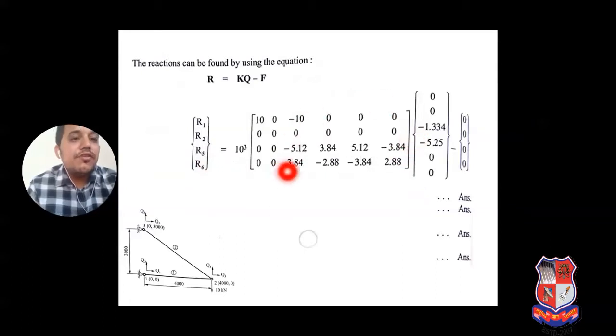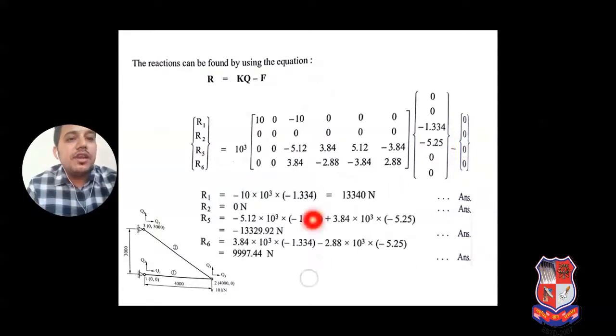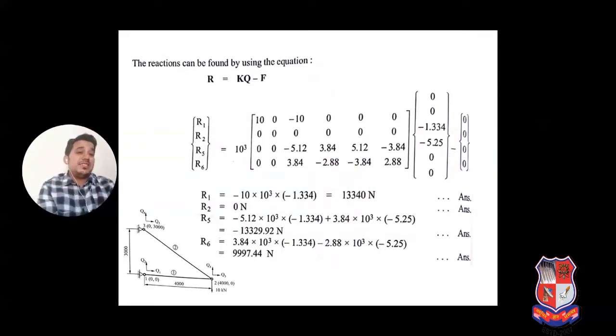This value you can take from the global stiffness matrix. This Q value you already found in the previous steps, and F is equal to 0 because we are not considering F3 here. So now if we calculate it, we can find R1 is equal to 13340 Newton, R2 is 0 Newton, R5 is equal to minus this Newton, and R6 is equal to 99. So all these are our answers related to the reaction force. When the fixed support is there, at that place we have to find the reaction force at node number 3 and node number 1.